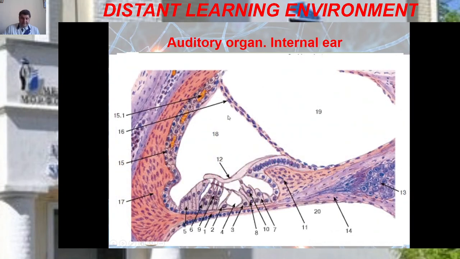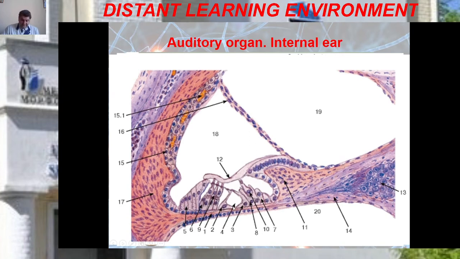Also, you can see a cochlear duct here, pars vestibularis, basilar membrane, and spiral lamina. So, also you can see the organ of Corti, or spiral organ. The organ of Corti is located along the length of the duct of the cochlea, on the basilar lamina, occupying the part nearest to the osseous spiral lamina. Also, you can see the spiral lamina here.